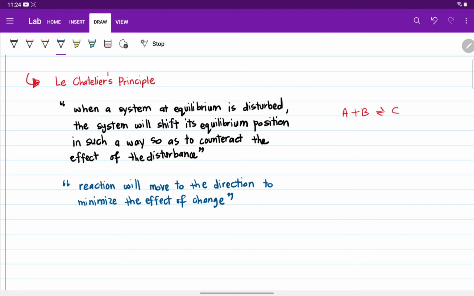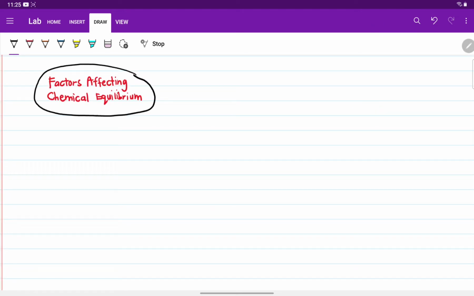Okay, now, kan saya bagi tahu tadi, okay, kita ada if the system at equilibrium is disturbed. Okay, so disturb ni macam mana? So what are the disturbance that can affect the equilibrium, okay, of a system? Kita tengok. Okay, untuk disturbance, we have a few factors. Now, let's take a look at factors affecting chemical equilibrium. So in this video, we're going to discuss 3 different factors.